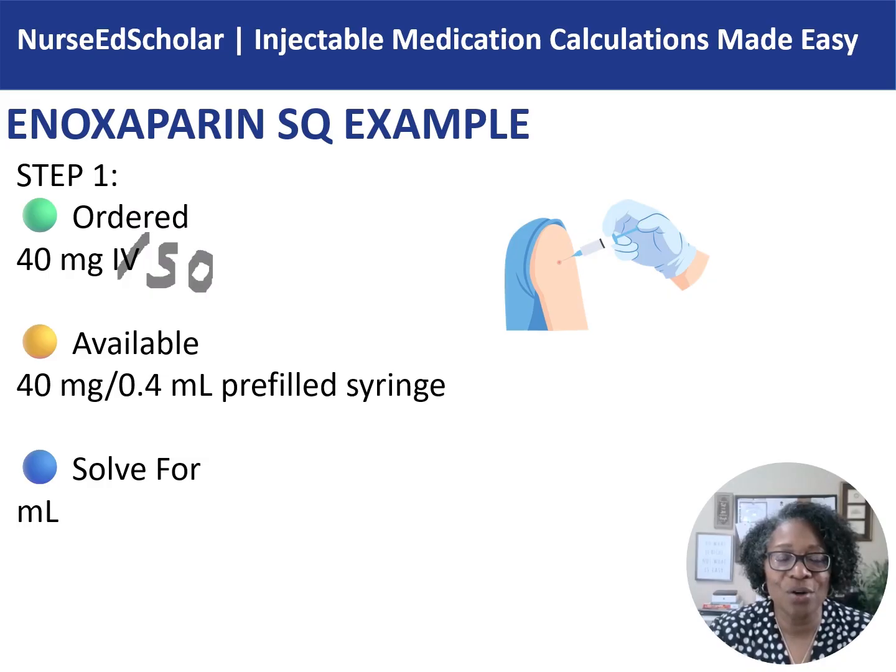All righty. So enoxaparin is supposed to be given sub-Q. So the doctor ordered, I'm sorry, enoxaparin 40 milligrams subcutaneous daily. And what they have available is enoxaparin 40 milligrams in a 0.4 milliliter pre-filled syringe. That is what you are going to see in the hospital. So let's look at the calculation.